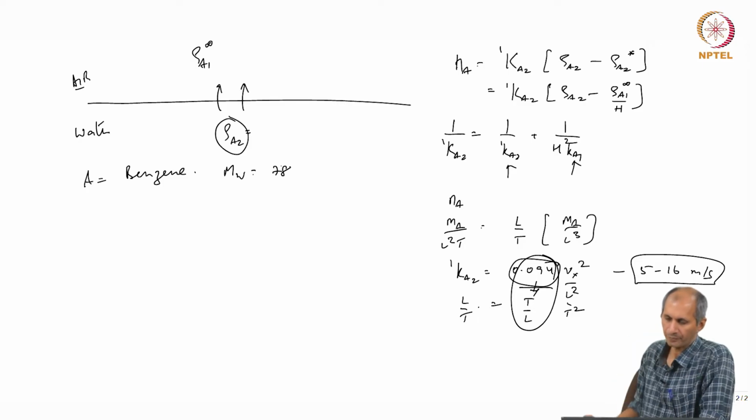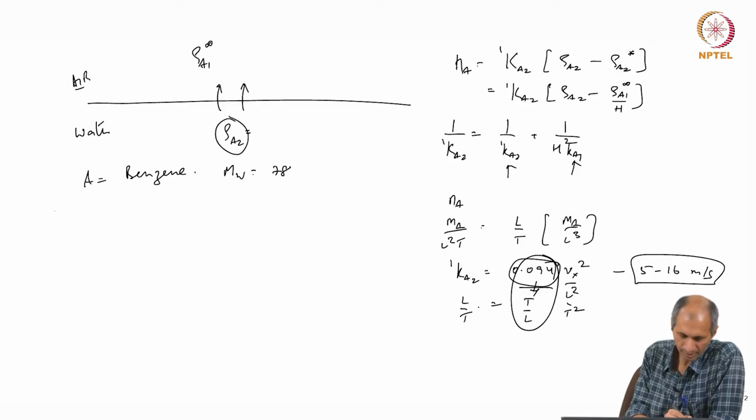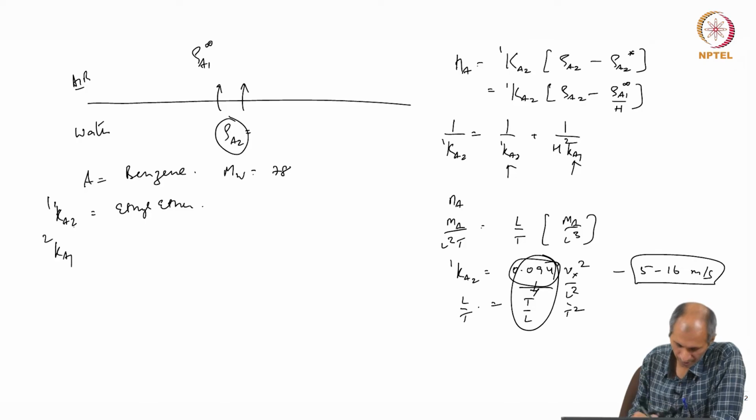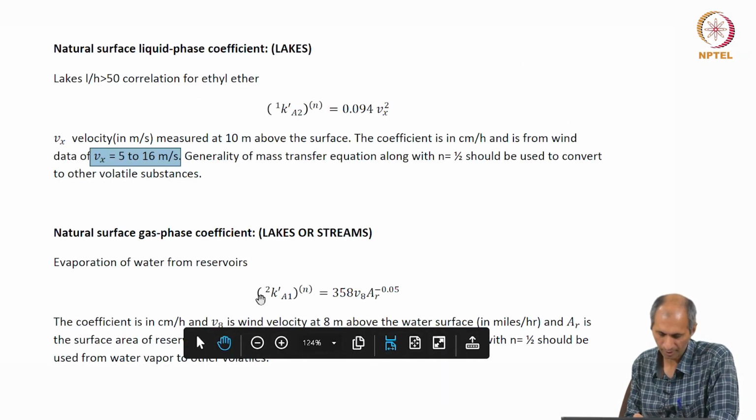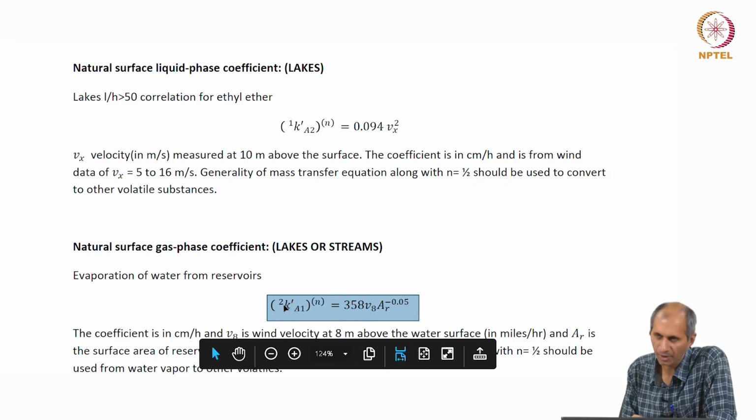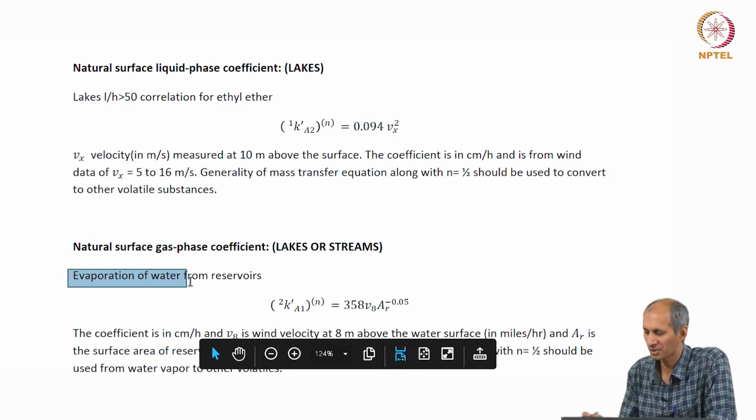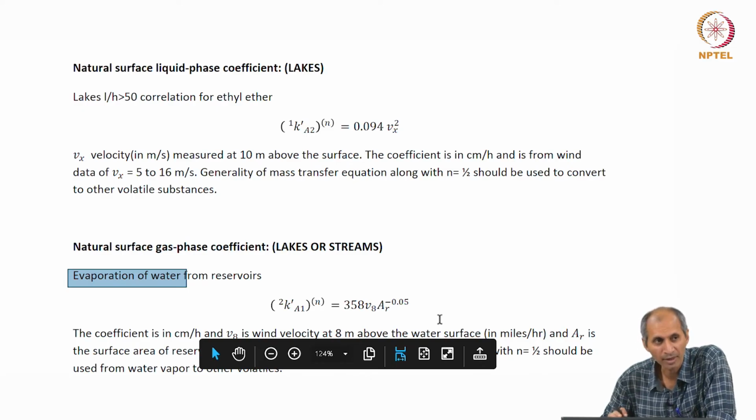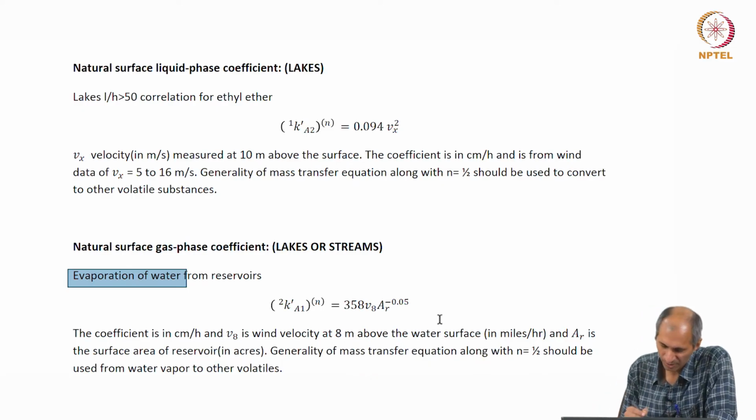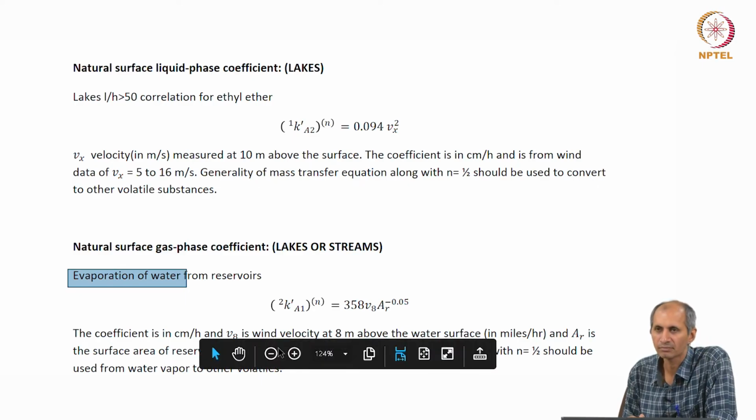This correlation, small Ka21, is a correlation for ethyl ether. The next one, Ka12, for the air water, is for evaporation of water. Again you see that same thing, it has a velocity term and an area term, but no reference to any chemical there. So, this is only valid for water evaporation.